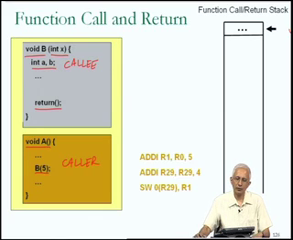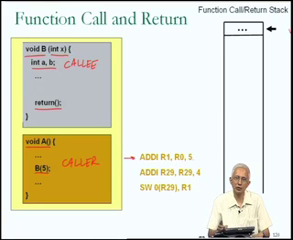Okay, so let's look at the first series of instructions and try to understand what they are doing. We'll do this the other way around. Rather than saying what series of instructions can implement this operation, let's look at a series of instructions and try to understand how they might be contributing towards the function call and return. So the first instruction that you see here is add immediate R1, R0, 5.